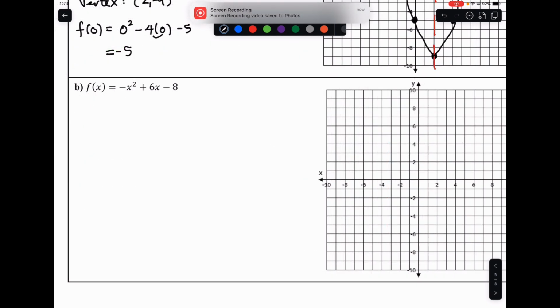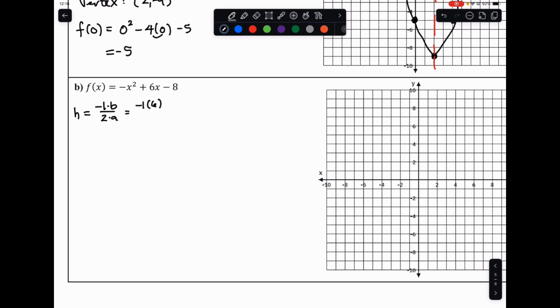So let's try it. Let's now try a second example. So here we have this function here. So let's figure out what the vertex is by first figuring out the x coordinate of the vertex, which remember I'm calling h. So we're going to get negative 1 times the value of b and divided by 2 times the value of a. So here our value of b is 6, so negative 1 times 6 divided by 2 times the value of a. Our value of a here is negative 1. So we're going to end up with negative 6 divided by negative 2, which is 3.